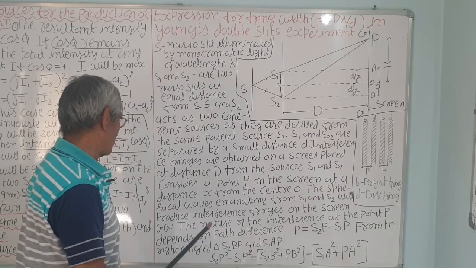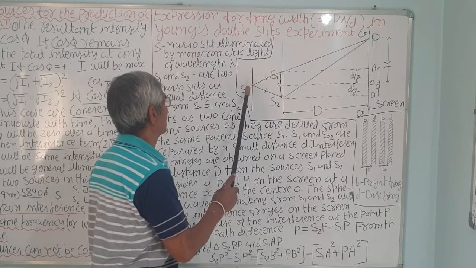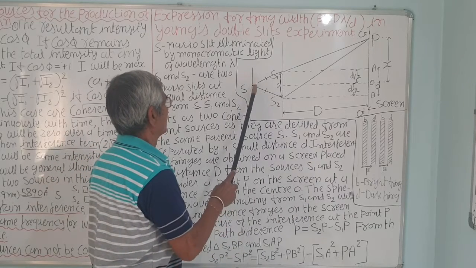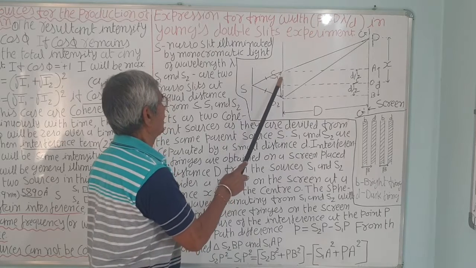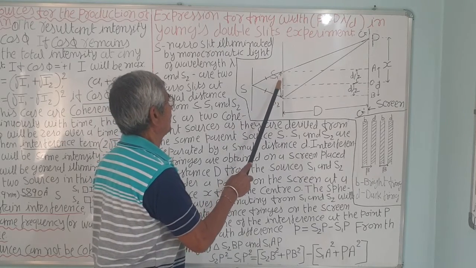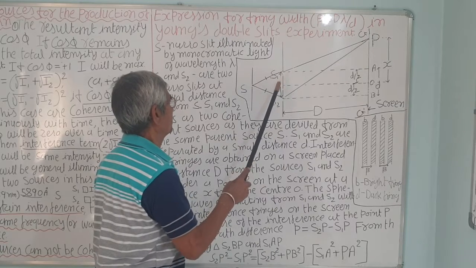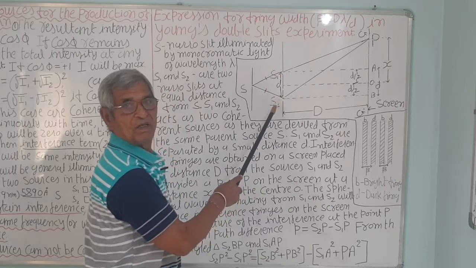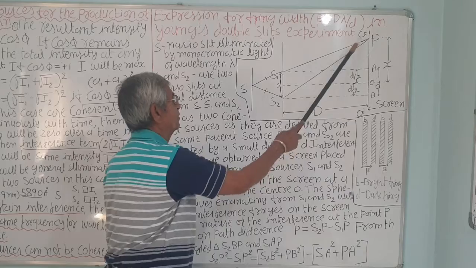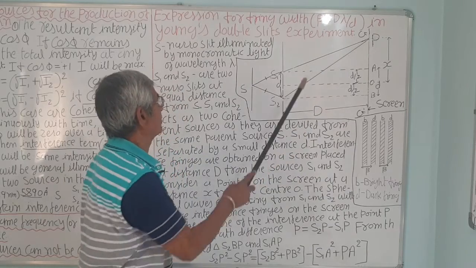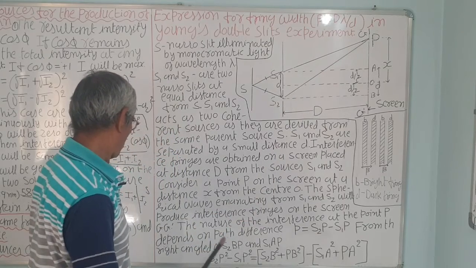The spherical waves emanating from S1 and S2, I have not shown, correct? They will emanate and strike on S1 and S2. So these will act as secondary sources, the sources of wavelets. They emit light which will travel with the same velocity, and the medium is the same. So both waves will travel with the same velocity.